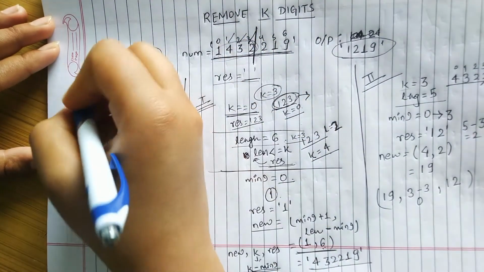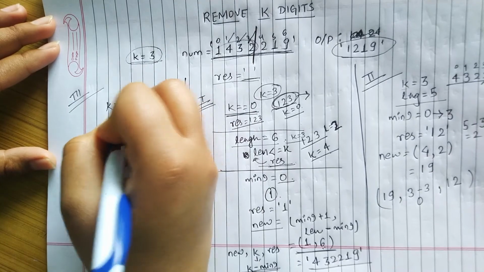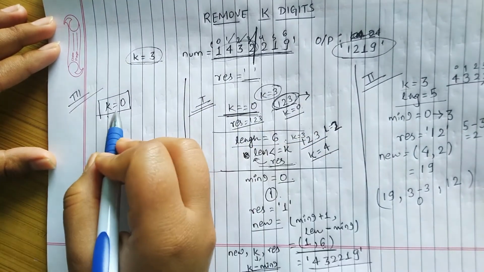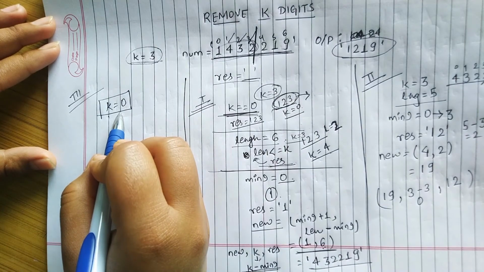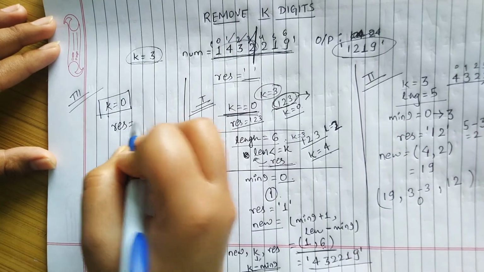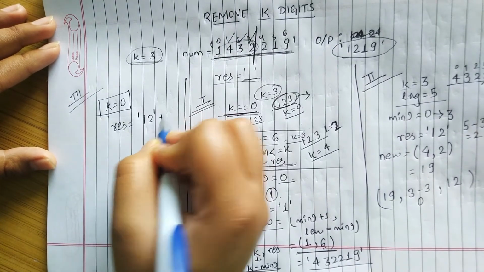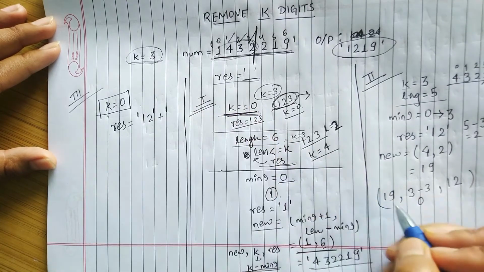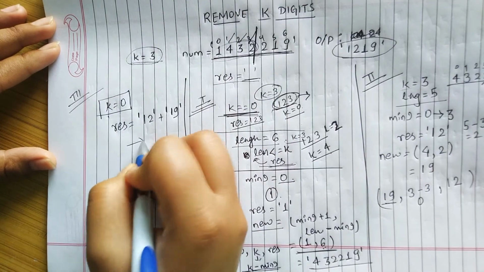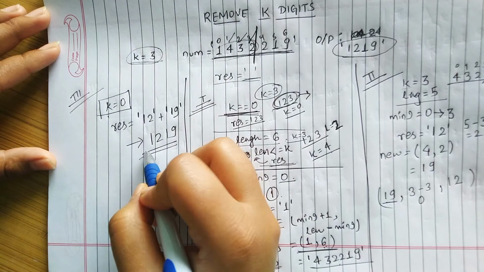Now in the third iteration, what will happen is k is 0 now, so we are following the base case that we discussed earlier. So when k is 0, we just append the entire number inside the res and return. So res will become, it is already 1 2, and we are appending what we have passed, 1 9, so it will return 1 2 1 9, which is our answer. So this will be printed.